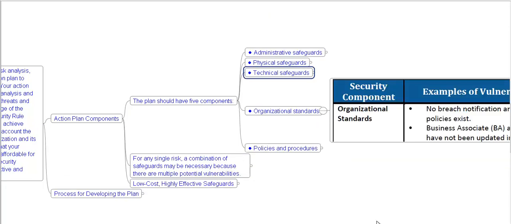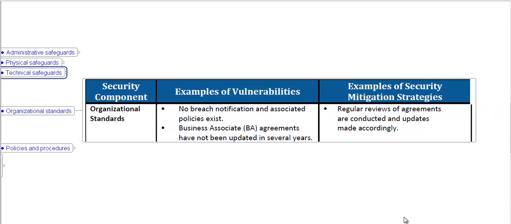Security component: organizational standards. Examples of vulnerabilities: no breach notification and associated policies exist, and business associate agreements have not been updated in several years. Examples of security mitigation strategies: regular reviews of agreements are conducted and updates are made accordingly.